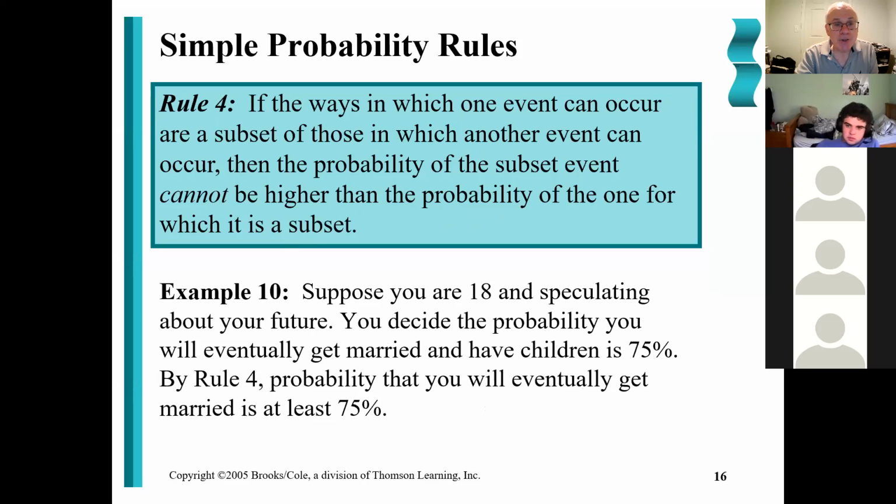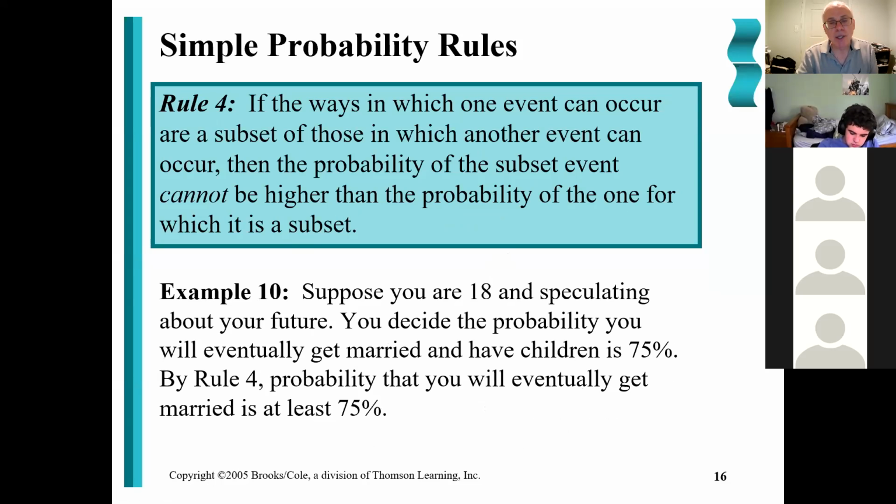Here's the last rule. All right, I think it's the last rule. And I think this is sort of common sense. If the ways in which one event can occur are a subset of those in which another event can occur, then the probability of the subset event cannot be higher than the probability of the one from which it is a subset. All right, that sounds kind of complicated.